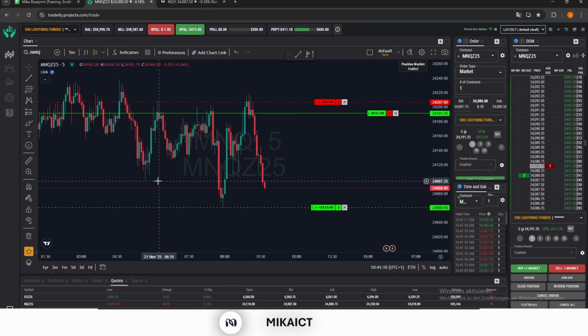Alright guys, welcome back to this new live trade. Today I'm only trading London session because I don't have time later. And as you can see, I'm already in this trade here. I shorted NQ today, and I'm going to explain to you why I took this trade.